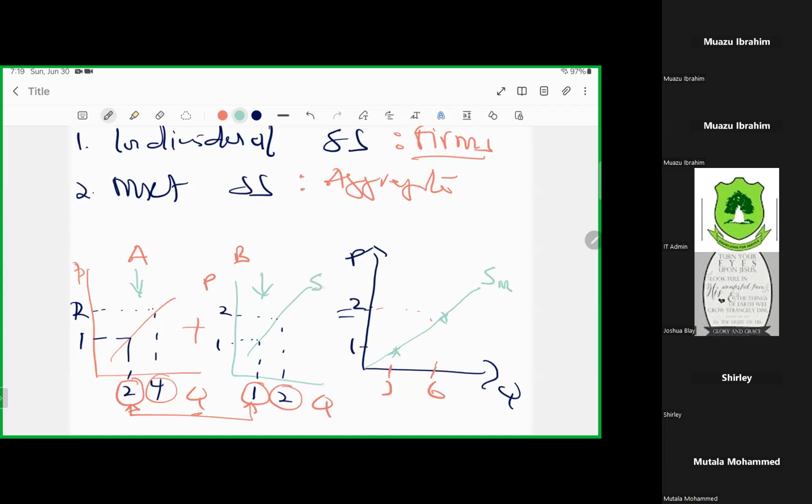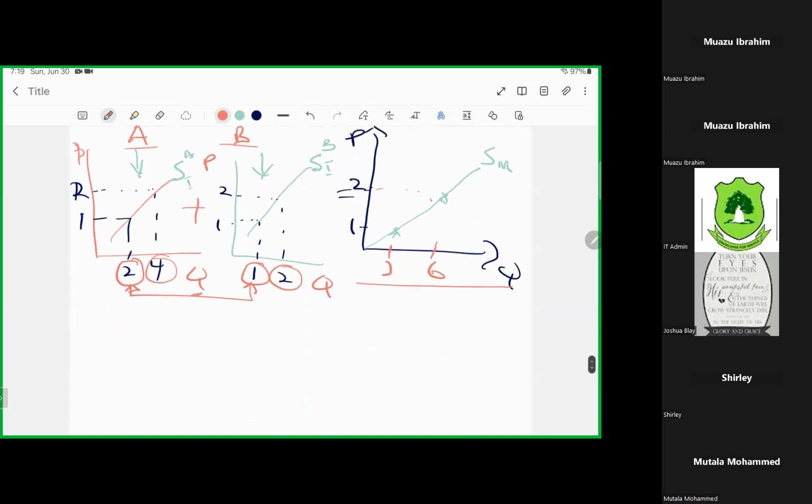And what you are seeing here is the individual supply curve for firm B. And what you are seeing here is also the individual supply curve for firm A. So the market supply curve is the summation or the aggregation of all the various supply conditions of each of the individual firms that we are looking at.